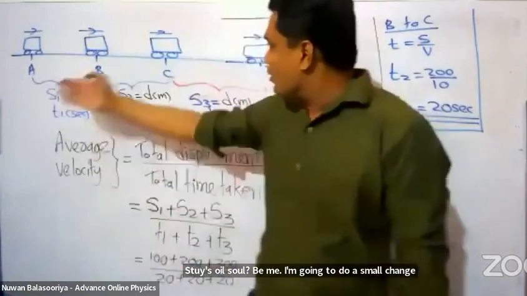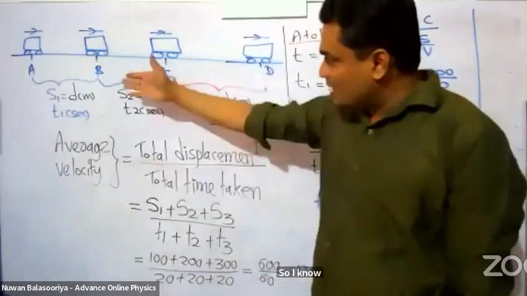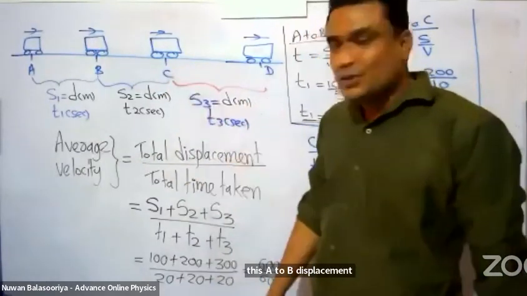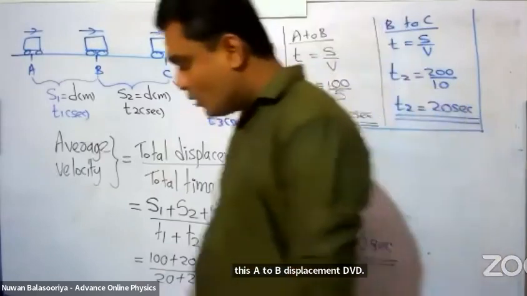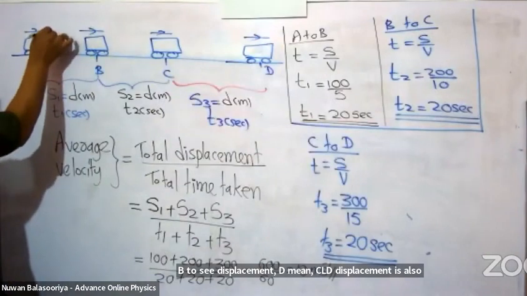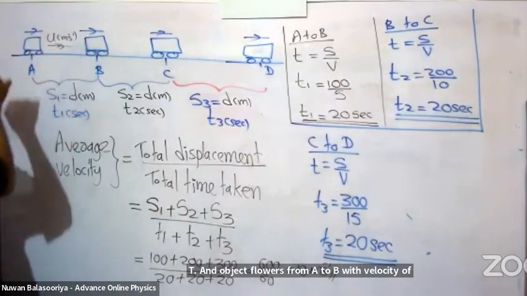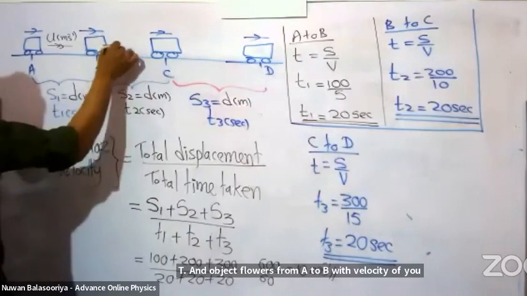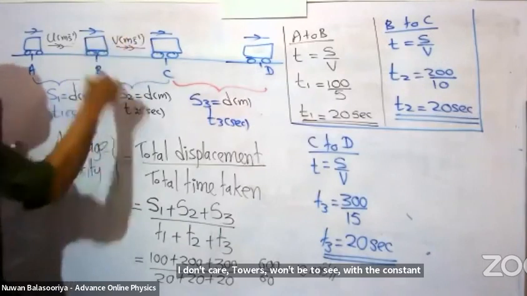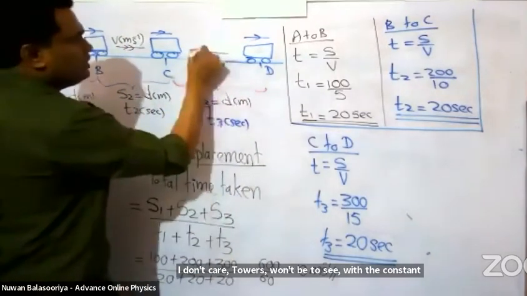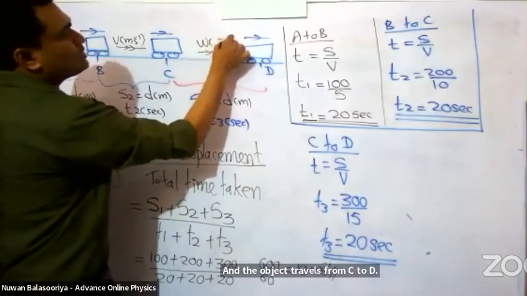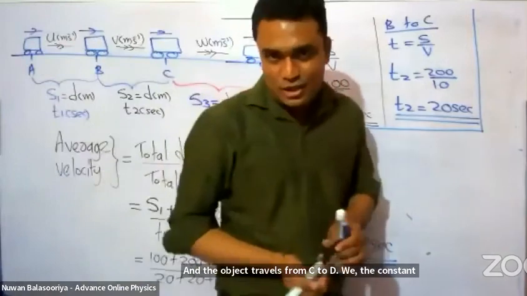So an object is moving along a straight line path like this. A to B displacement is D meter, B to C displacement is D meter, C to D displacement is also D meter. The object travels from A to B with a velocity of U meter per second, from B to C with a constant velocity of V meter per second, and from C to D with a constant velocity of W meter per second. So this is your next question.